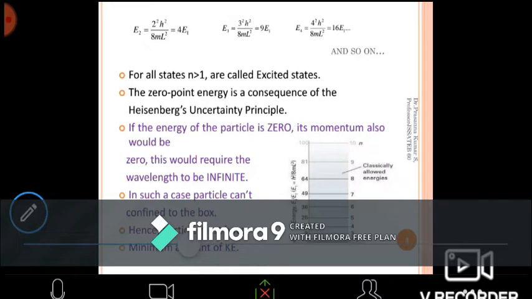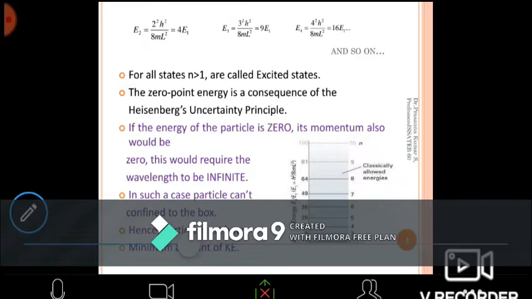It means that if the energy of the particle sitting in its lowermost energy state happens to be 0 as per some assumption, then the wavelength of the particle will be infinite. This is not at all possible, isn't it? The wavelength of the particle cannot be infinite. If lambda is infinity, the particle cannot be confined to the box. Hence, a particle must have a minimum amount of kinetic energy.